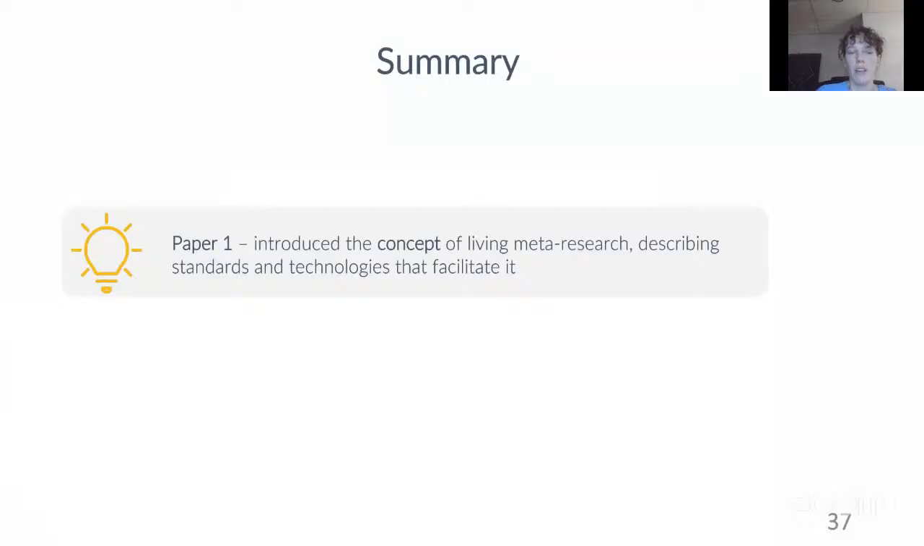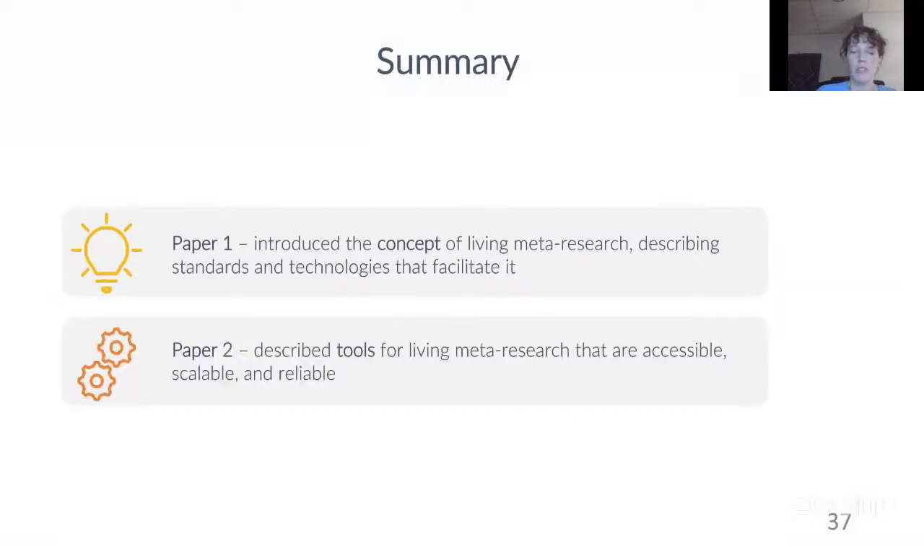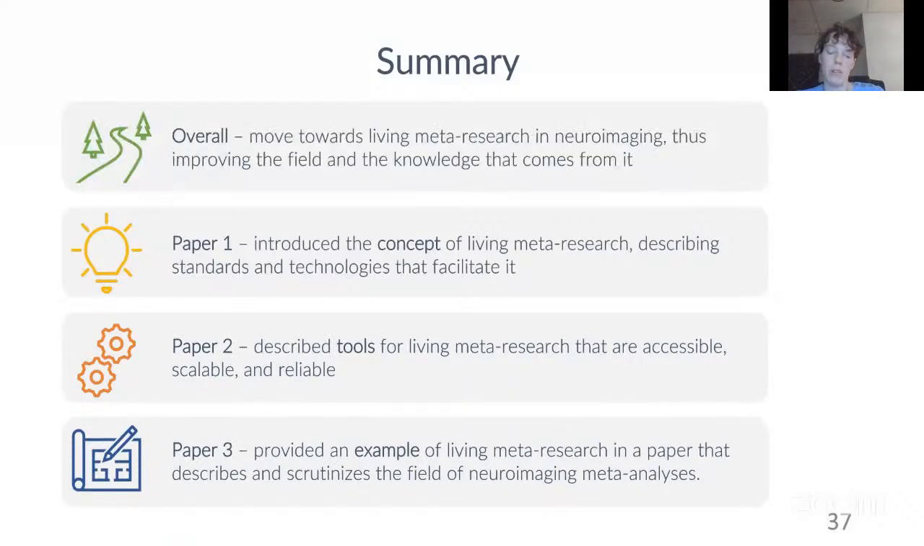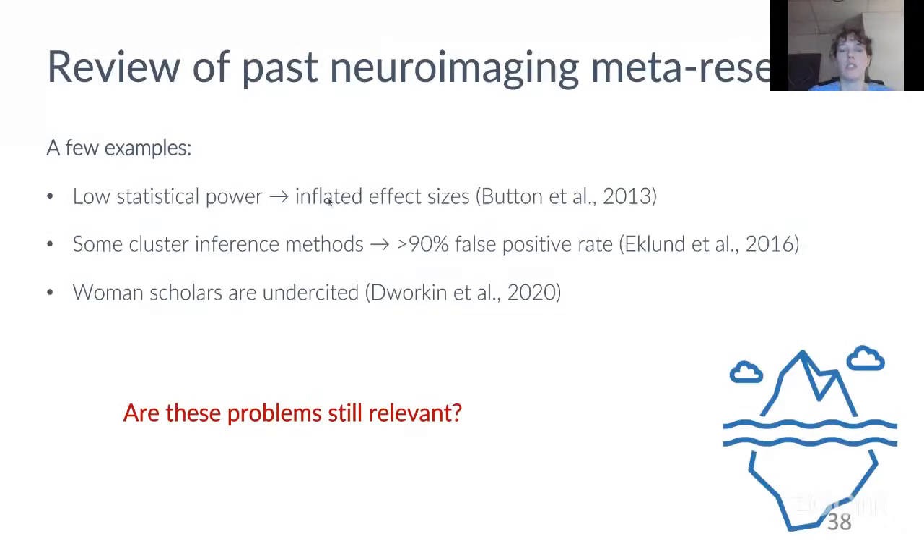So in general, again, I introduced the concept of living meta-research, described some tools, and provided an example. And overall, we hope that being able to monitor problems in the field with living meta-research will improve the knowledge that comes from it. So I just returned to this slide where I gave some examples of past neuroimaging meta-research. And the question I raised is, are these problems still relevant? And the point of this presentation is that if we turn these papers into living meta-research papers, then we can regularly check, for example, whether people are still using these cluster inference methods that lead to high false positive rates.